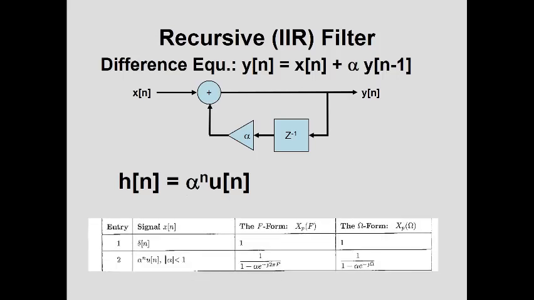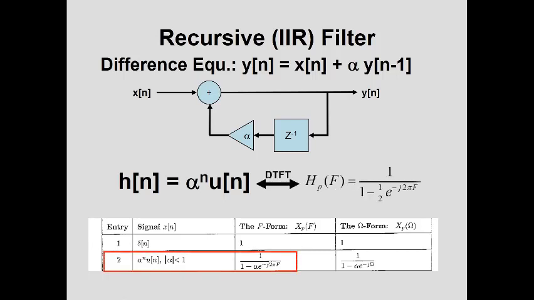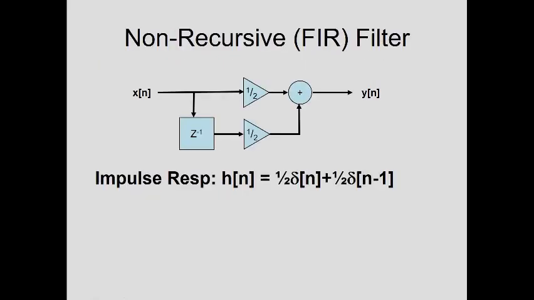If we wanted to do that more simply, we could have gone into our lookup table for transforms, and in fact, that form shows up in the transform table. Alpha to the n u of n, as long as the magnitude of alpha is less than 1, has the transform, the same one we derived using the summation formula. And so we could have just gone in the table and gotten that answer readily, although we wouldn't have had all the fun we had with the infinite sum.